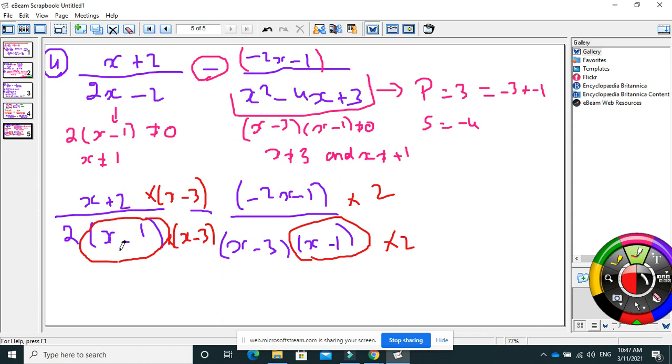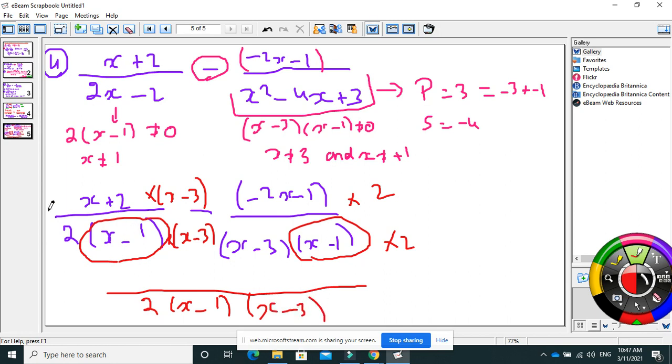So I can say they have in common x minus 1. I still have here 2. I don't have it here, so I'll multiply by 2. I have here x minus 3. I don't have it here. I will multiply it here. So my denominator now becomes 2 times x minus 3 times x minus 1. So this is my denominator. I have it. It's 2 times x minus 1 times x minus 3.